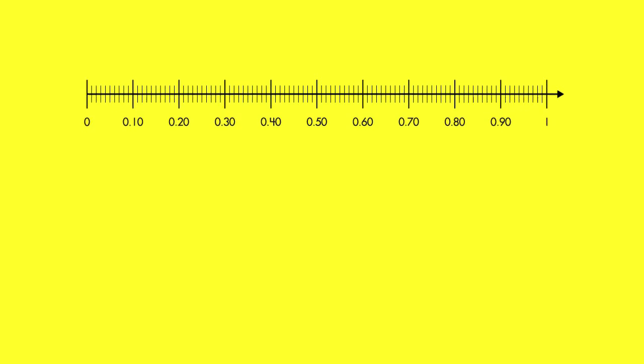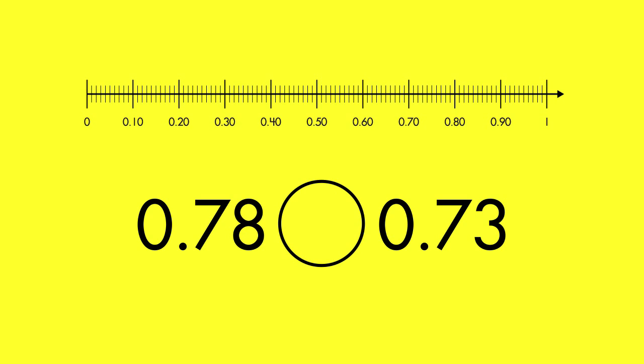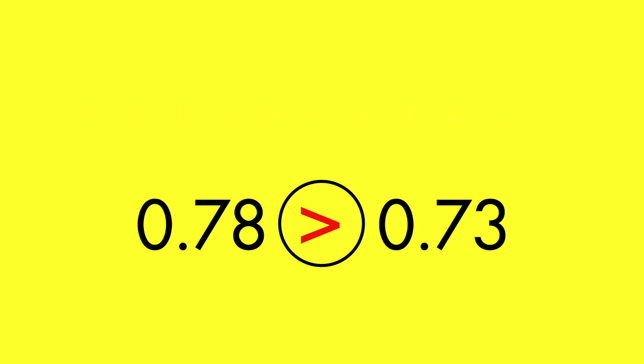To compare decimals, think about their size. Imagine where each decimal can be found on a number line. The decimal that is closest to the whole number 1 is greatest. Or compare digits from left to right. For these two decimals, the digit in the tenths place is the same. In the hundredths place, 8 is greater than 3, so the first decimal is greater.